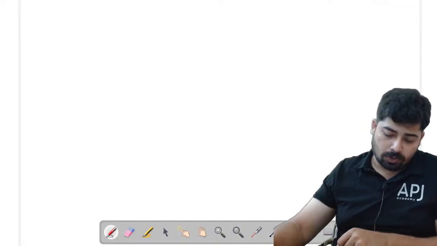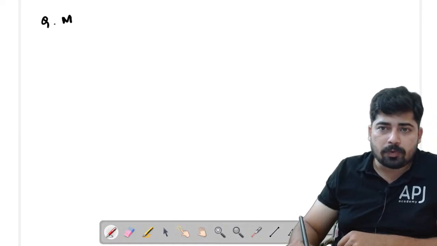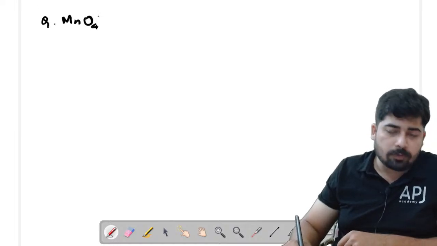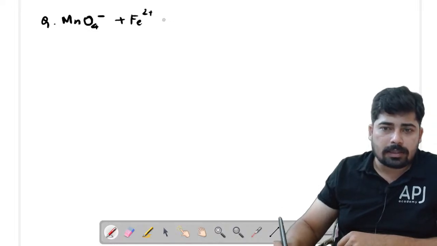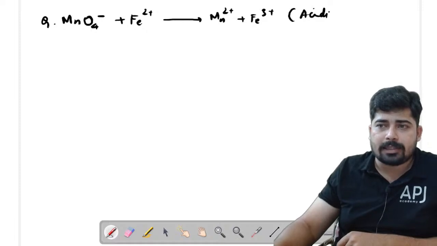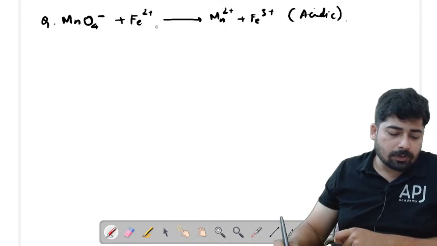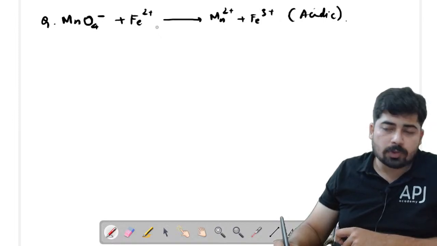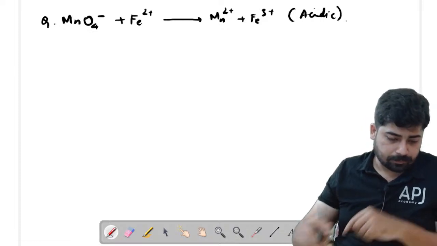Okay. So here you can take the example question: MnO4 minus plus Fe2 plus giving Mn2 plus plus Fe3 plus, and it is given that it is acidic in nature. Okay. So what you have to do is just check it here.